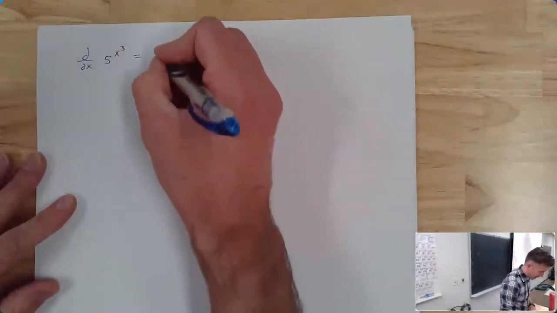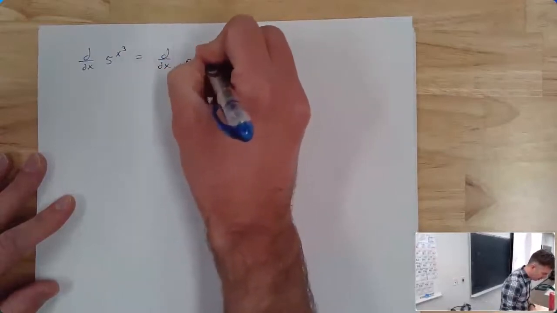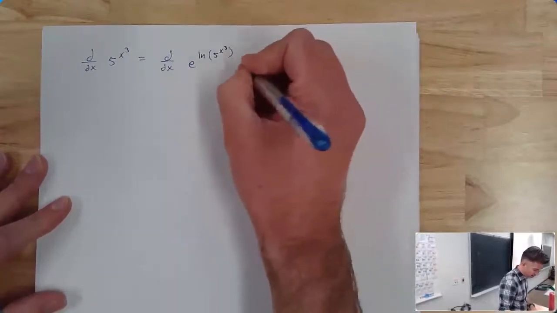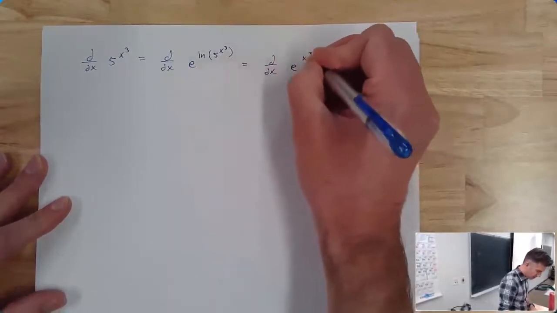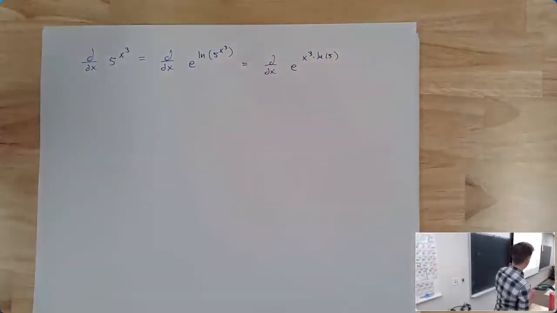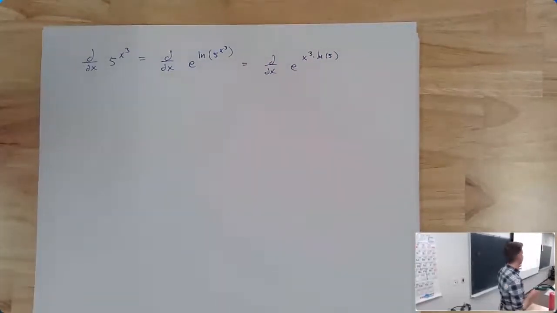We can totally write this as the derivative of e to the natural log of 5 to the x cubed. And then we can bring the x cubed down in front and get the derivative of e to the x cubed times the natural log of 5. I do want to point out, just in general, you want to keep writing this d/dx or whatever you're doing. Like all I'm doing right now is simplifying my expression. I haven't differentiated yet, so I should be careful.